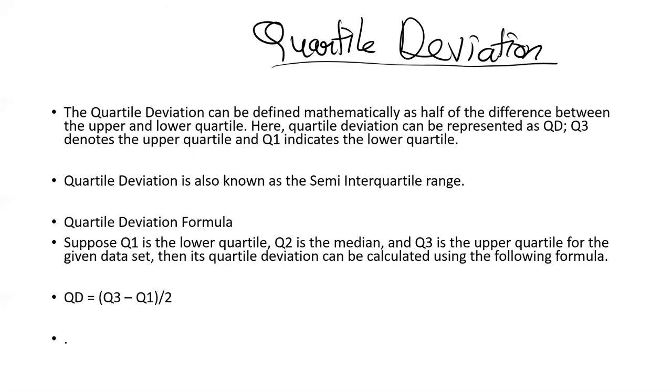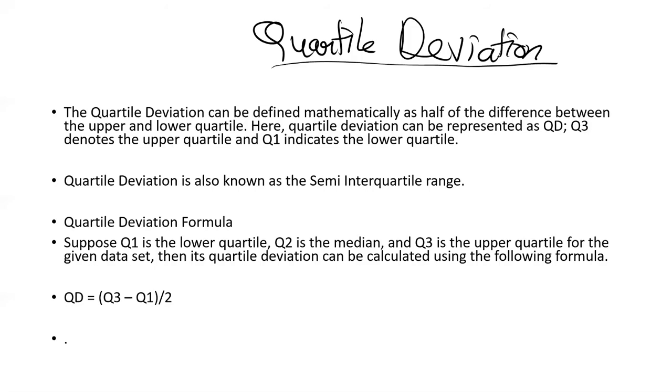Q3 will denote the upper quartile, because 3 is the bigger number. But Q1 is the lower, smaller number, so it will represent the lower quartile. I am telling this because sometimes many people fail to understand which Q is which, whether Q1 is the upper quartile or Q3 is the upper quartile. They may get confused.